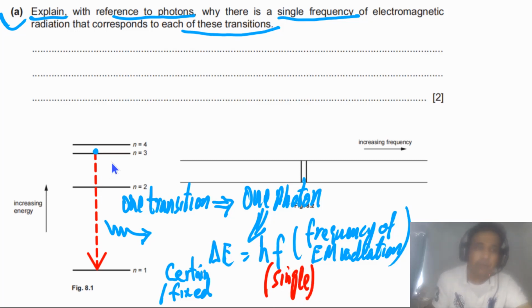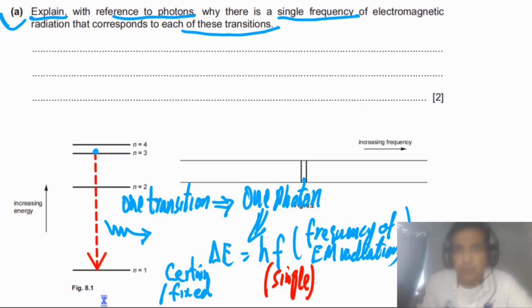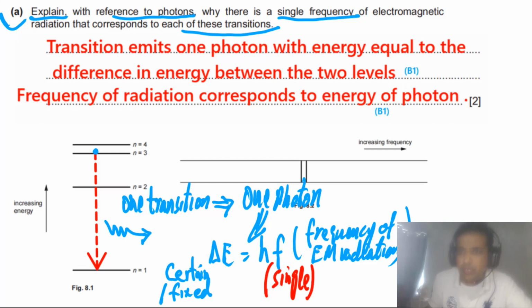So every time an electron jumps from here to here, it will emit EM radiation of a single frequency. Now let me show you how you can write down the answer for this question. In order to write the answer, you have to include these points in your answer.